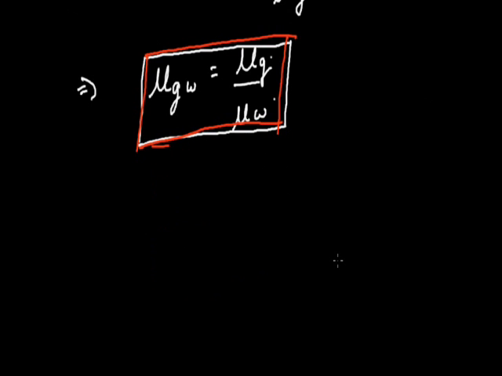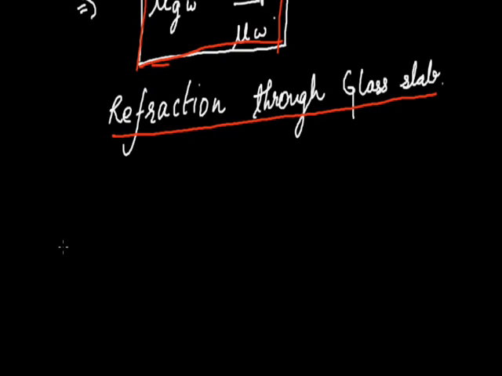Now let's have another topic for today. It is the refraction studied for the glass slab. Here the glass slab is again a cuboidal bounded surface, and here it is made up of glass. We want to know how the light ray will behave when it goes through a glass slab.